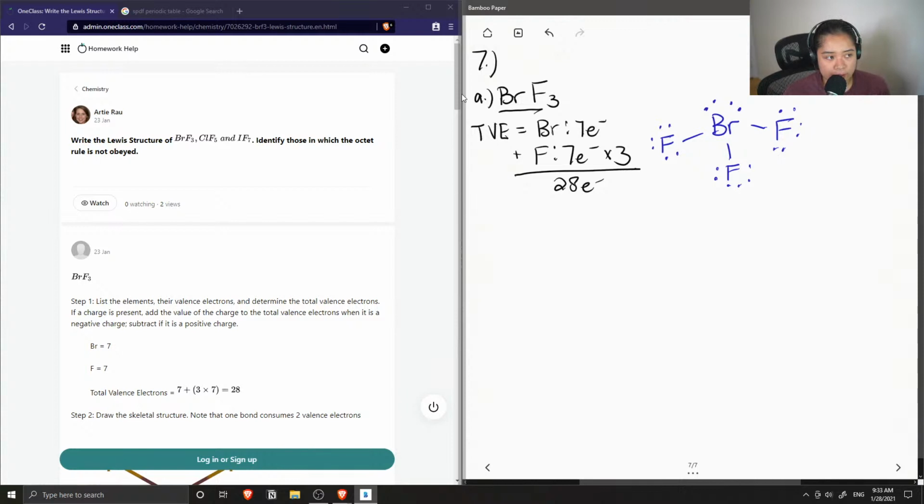Okay, so this is our final Lewis structure, and we can see that it does not obey the octet rule. So let me just put at the top here that the bromine can have an expanded valence shell. And it typically occurs when we have electronegative terminal atoms, such as the fluorine.